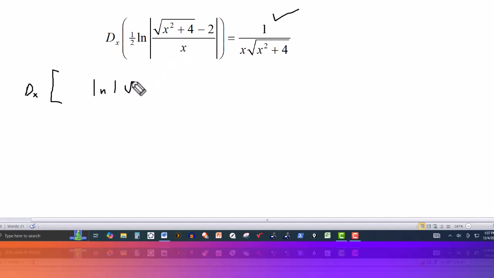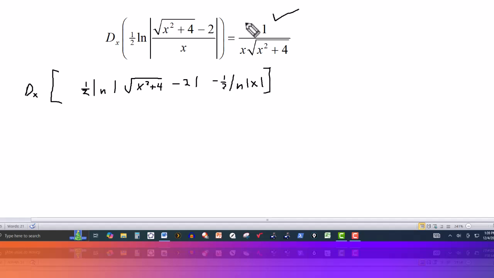It'll be the natural log of the square root of x squared plus 4 minus 2. And then this will be minus natural log of x. So all I did here is took the natural log here of this absolute value expression and broke it down this way. And remember, everything's multiplied by 1/2. So I'm going to have a 1/2 here for this one, and then a 1/2 here.